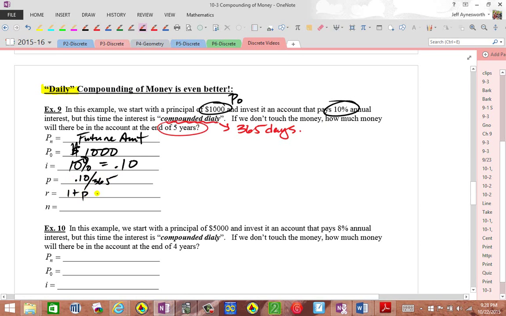This is still 1 plus P, or 1 plus 0.10 divided by 365. Don't even bother doing that on the calculator because it's going to be a repeating decimal, so don't worry about it.